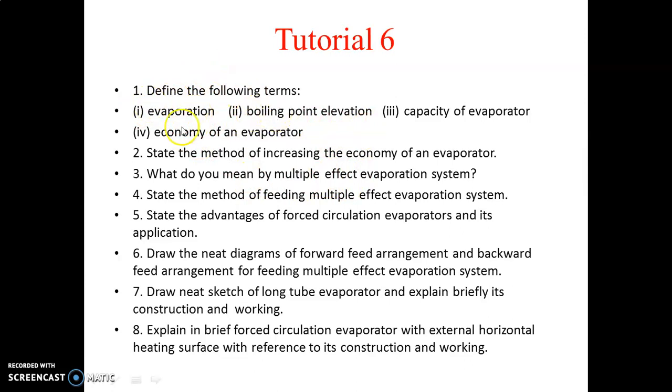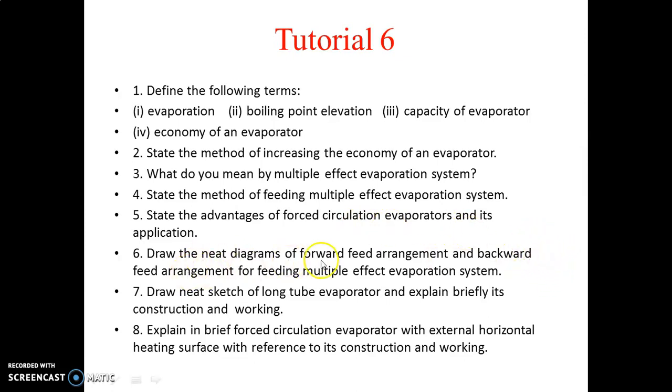The first question is to define terms like evaporation, boiling point elevation, capacity, economy. Then what are the methods of increasing the economy of the evaporator? That means multiple effect evaporator, vapor compression system. Then what do you mean by multiple effect evaporation system? That part I have already discussed. Various methods of feeding in multiple effect: forward fed, backward fed, mixed fed. Then write some advantages and applications of forced circulation evaporator.